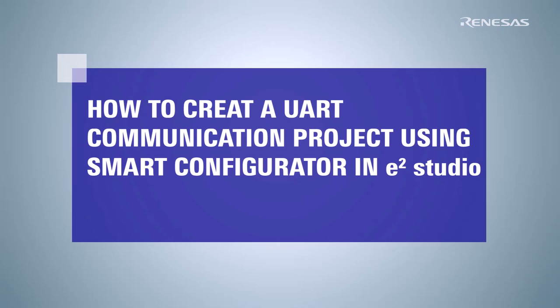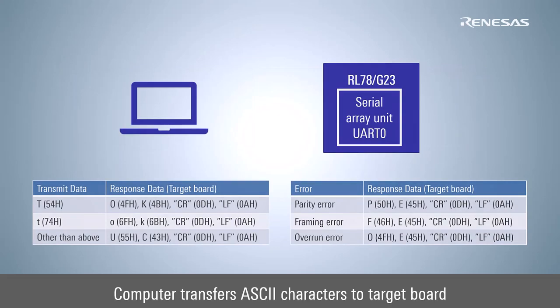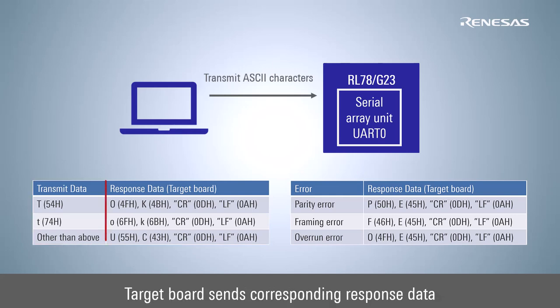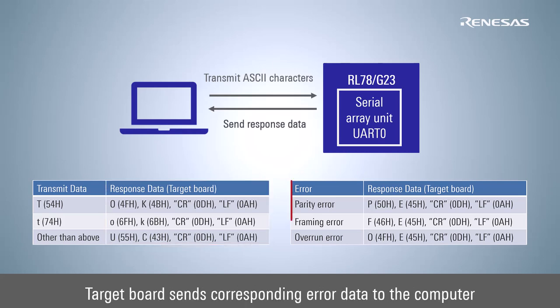This video demonstrates how to create a UART communication project using the Smart Configurator in e² studio. In this demonstration, a computer transfers ASCII characters to a target board. The target board then analyzes the data, generates responses, and sends them back to the computer. If an error occurs, the target board sends corresponding error data to the computer.